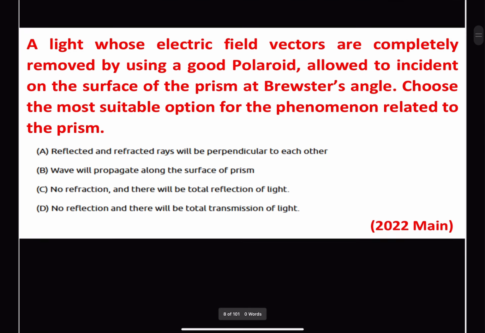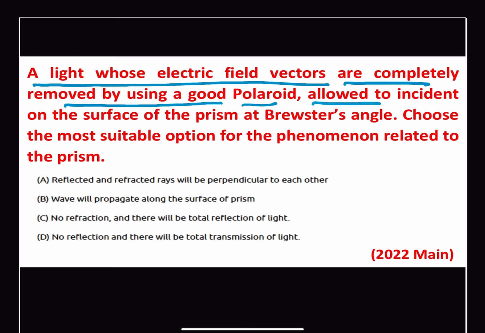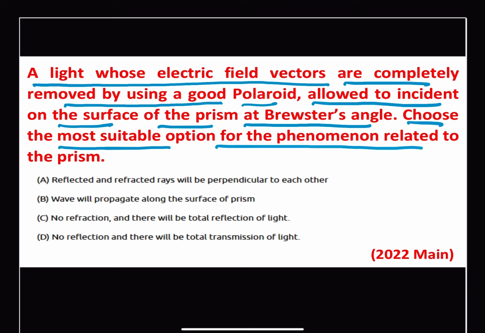Next question. We are given a light whose electric field vectors are completely removed by using a good Polaroid, allowed to be incident on a surface of a prism at Brewster angle. Choose the most suitable option for the phenomena related to the prism. So we have to find out which of these options will be the correct one.